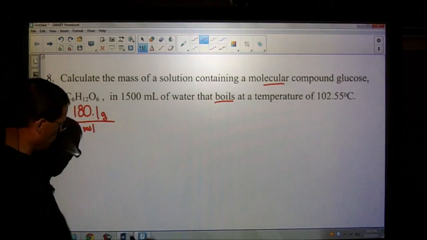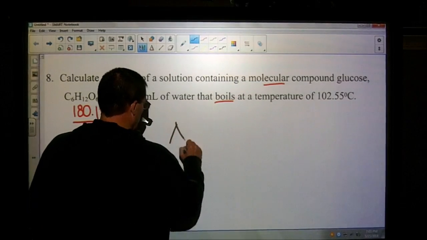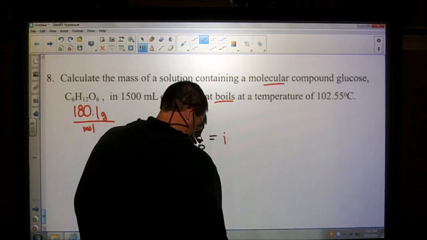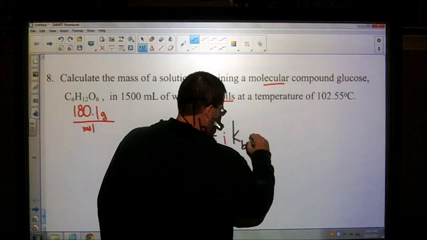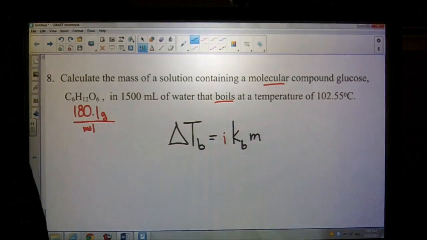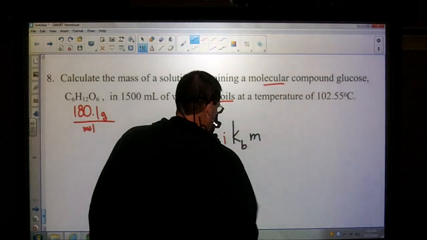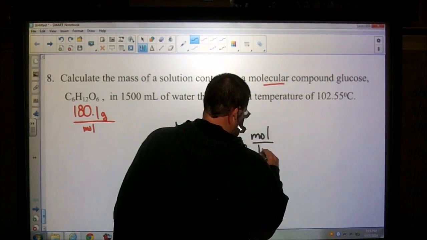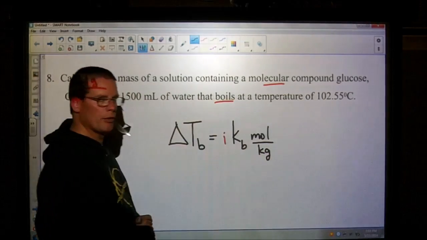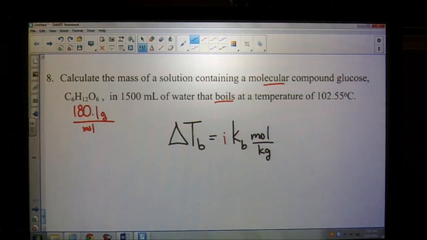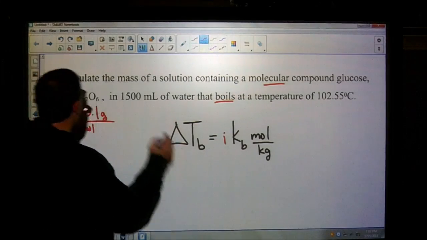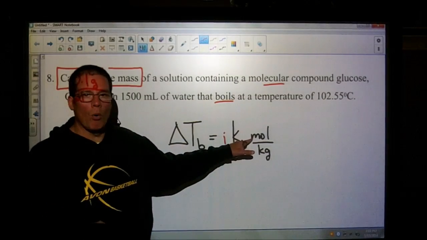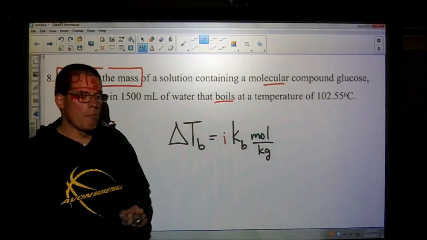So the equation that we're going to be using is delta T sub B equals i K sub B times molality. Let's write this better. Let's not put the little m there. Let's actually go moles per kilogram, just to clean things up a little bit. So if it says calculate the mass, what that means is we're ultimately going to find out how many moles, then we'll convert to the mass.